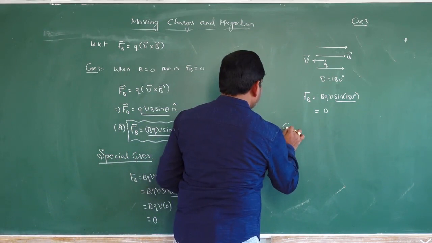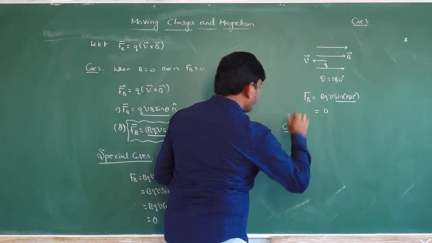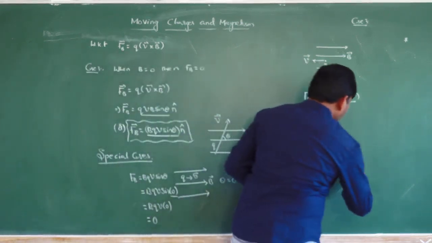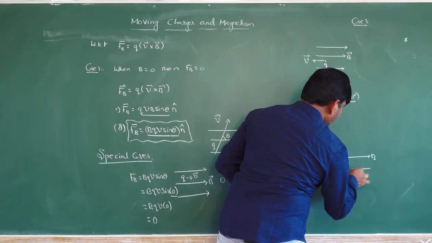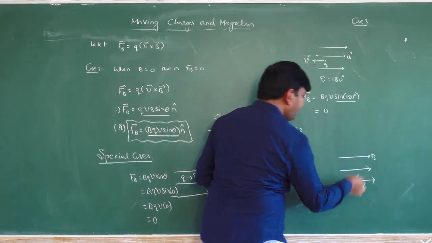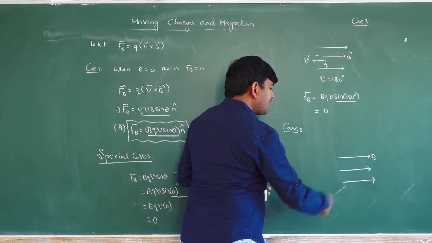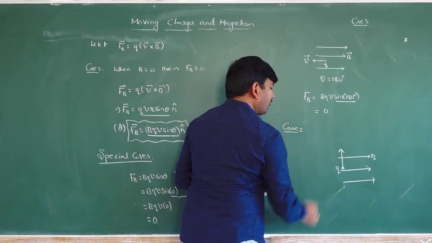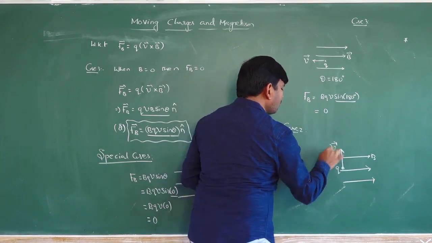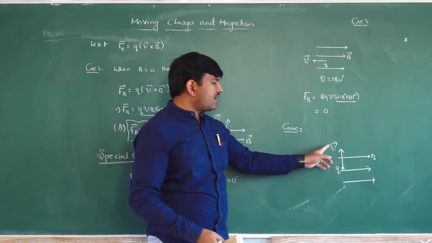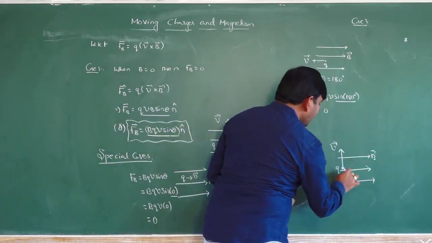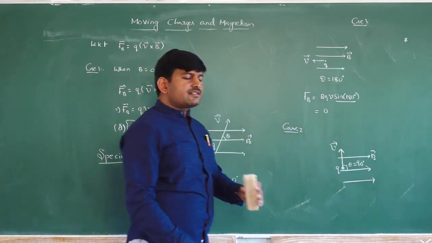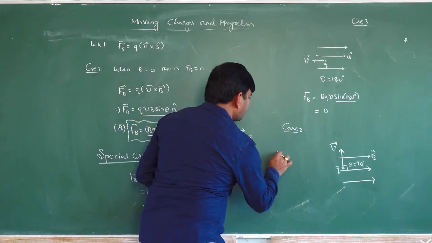Next, case 2. What will happen if the charge moves perpendicular to the direction of magnetic field? Let me take, this is the direction of magnetic field. Uniform magnetic field is directed towards right side, and here a charge Q is there and it is directed upward. So, in this direction it is moving. What is the angle between velocity vector and magnetic field in this case? The angle between these two is theta equal to 90 degrees. As theta is equal to 90 degrees, what will be the magnetic force acting on it?